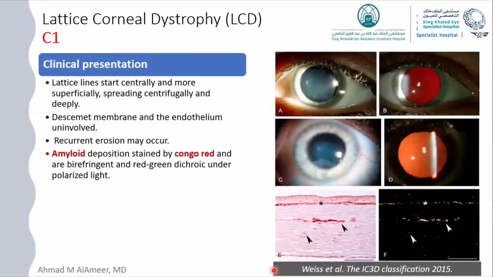The lattice lines of lattice corneal dystrophy start centrally and more superficially, and then spread to the periphery and deeply. The Descemet membrane and endothelium are usually not involved. In light microscopy, you can see the amyloid deposition that is stained with Congo red and is red-green dichroic under polarized light, as in this picture.